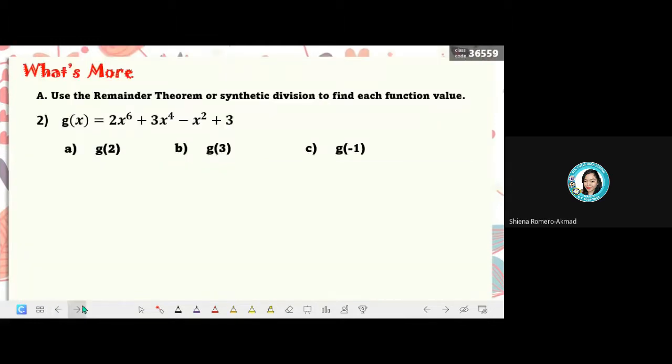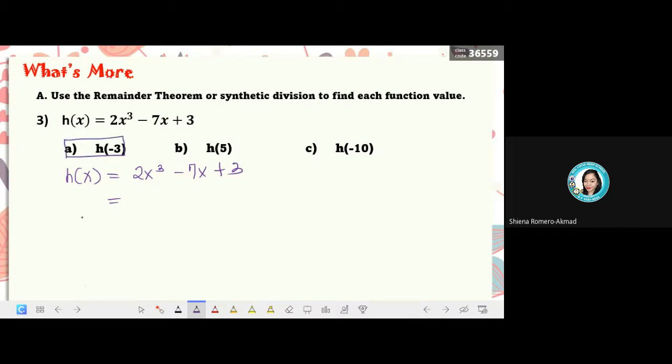Let us have number 3. Here we have h of x is equal to 2x cubed minus 7x plus 3. So all I have to do is substitute. Let us start with letter A: h of negative 3. So 2 times negative 3 cubed minus 7 times negative 3 plus 3.